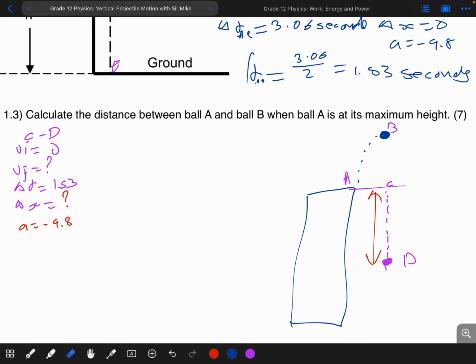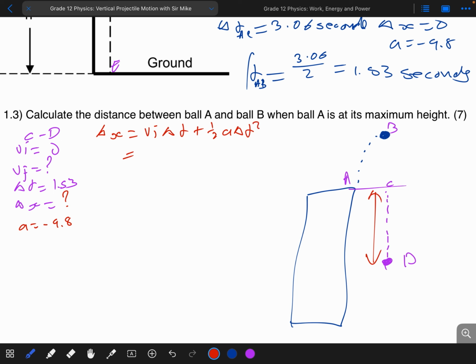So that would simply mean that delta x would equal Vi multiplied by delta t plus a half multiplied by a multiplied by t squared. So in this case, what I'm simply going to do is substitute.